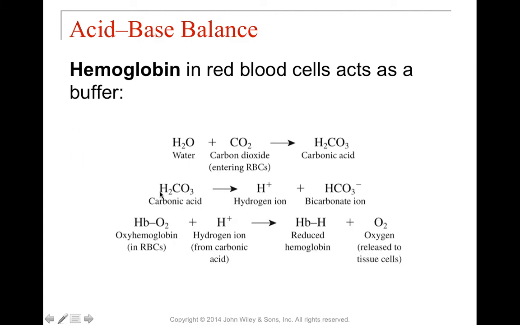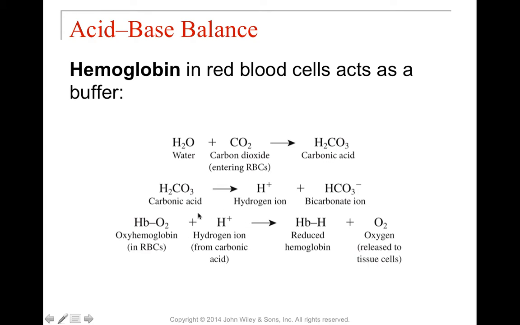Another type of buffer in the red blood cells is going to be hemoglobin. So I know you think about hemoglobin as carrying oxygen, and that's true. That's what hemoglobin does. But hemoglobin is able to either bind oxygen or be reduced hemoglobin. And when it's not binding oxygen, it's able to bind the hydrogen ion.